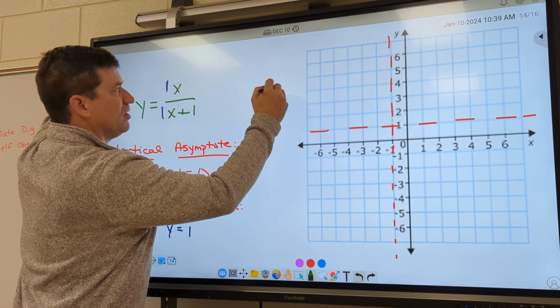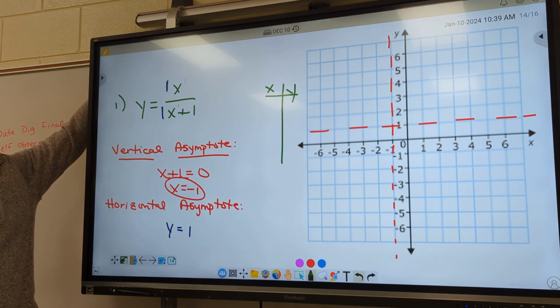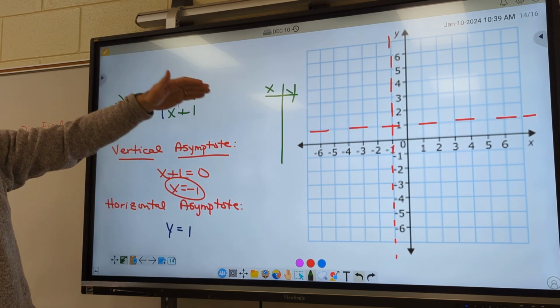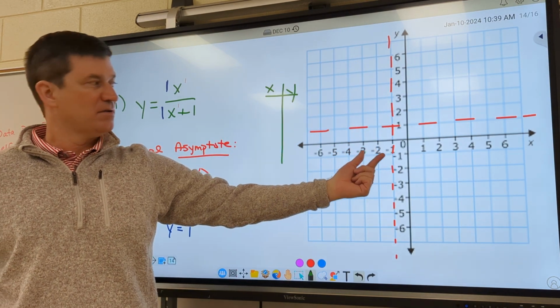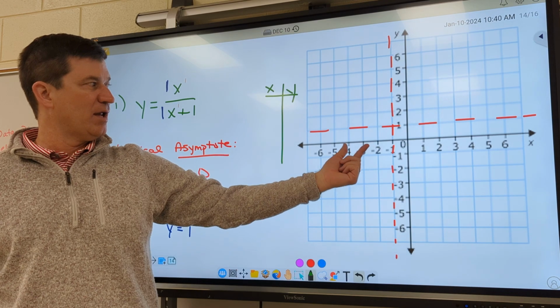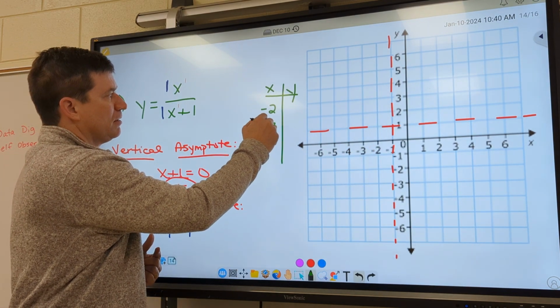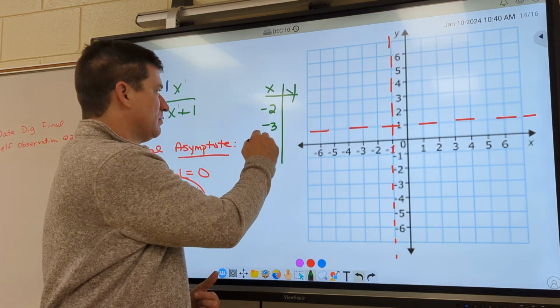Last step. So we can graph this, we got to plug in 4 points. So make a X and Y chart. Now, choose your 4 numbers to plug in. Y'all see the vertical line. We're going to plug in 2 numbers on the left, 2 numbers on the right. So on the left, we're going to plug in -2 and -3. On the right, we're going to plug in 0 and 1.